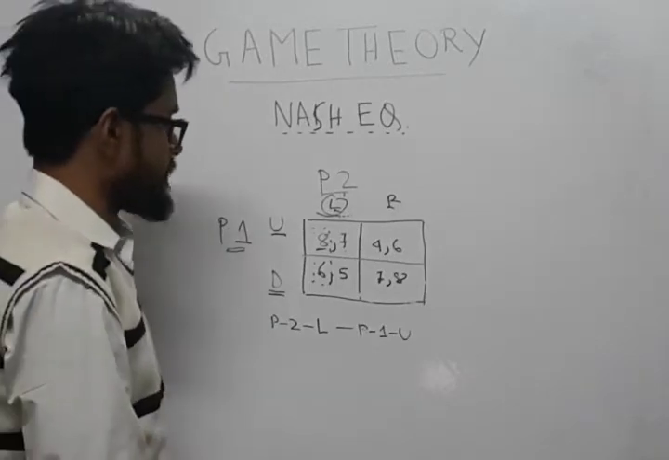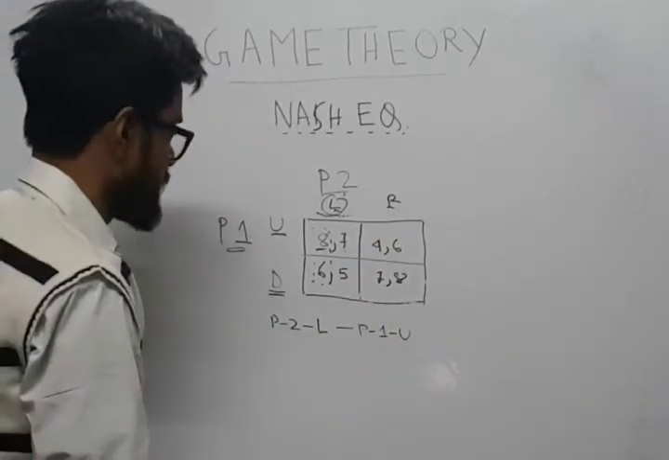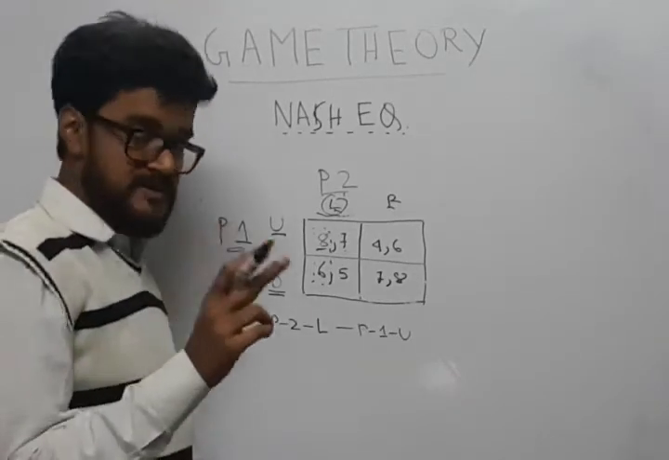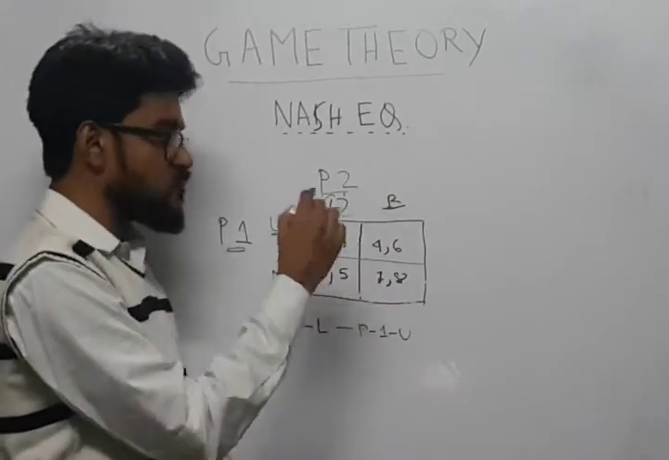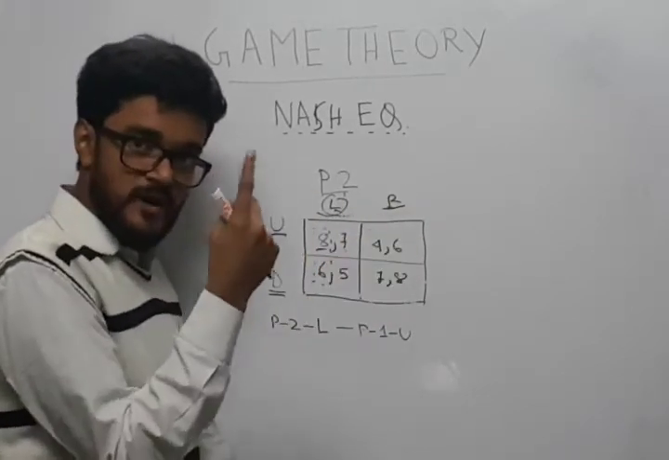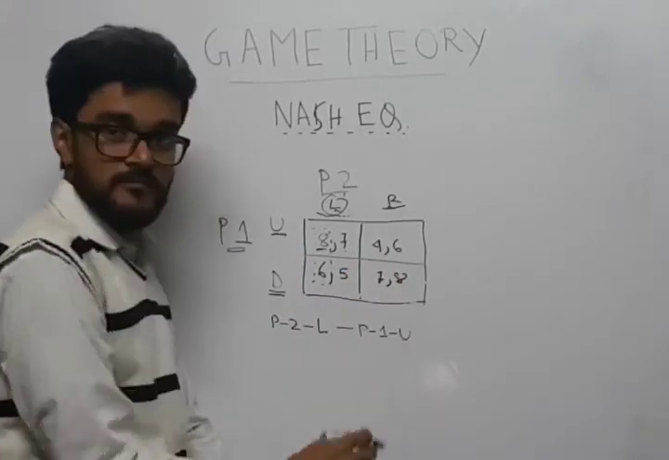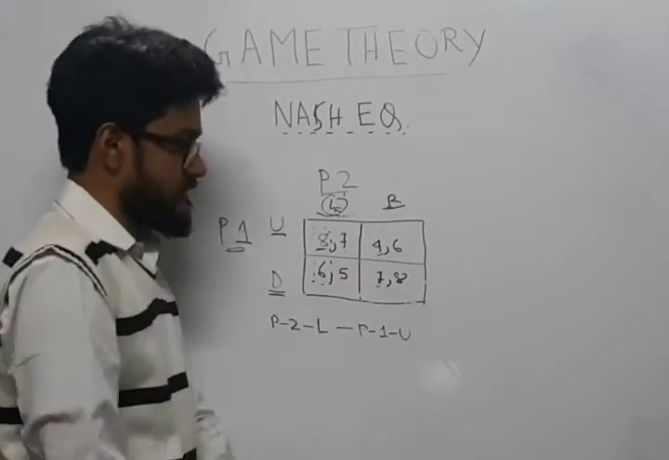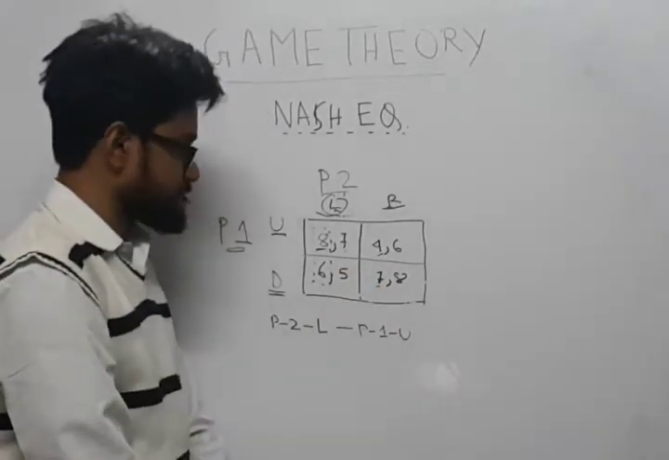Now similarly we can do it for R as well. If player 2 plays R first, as we have said, when player 2 plays first and player 1 has options, we will see the column for R. In it is given 4 and 7.